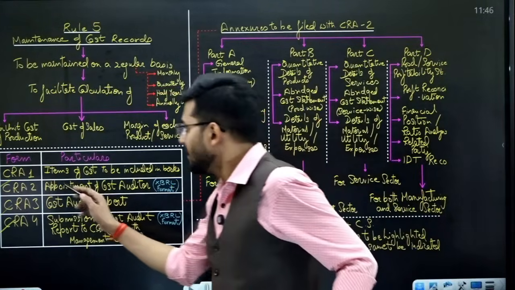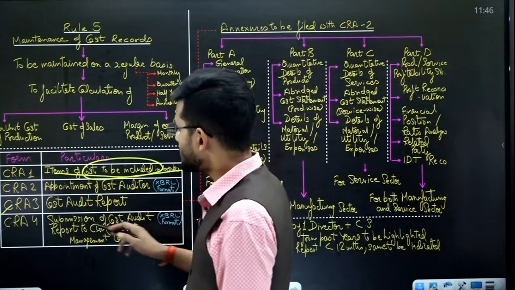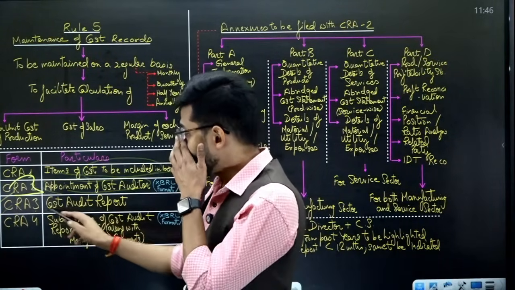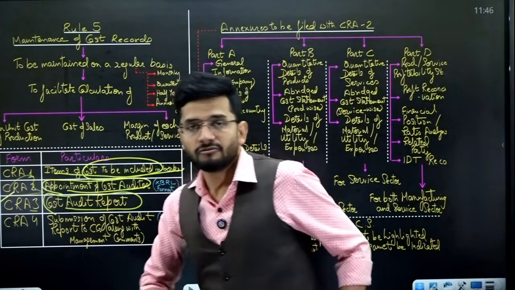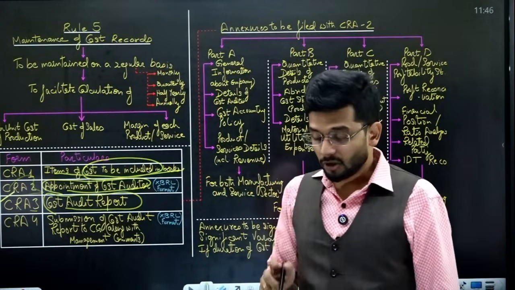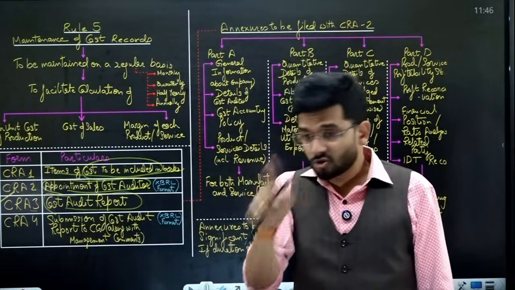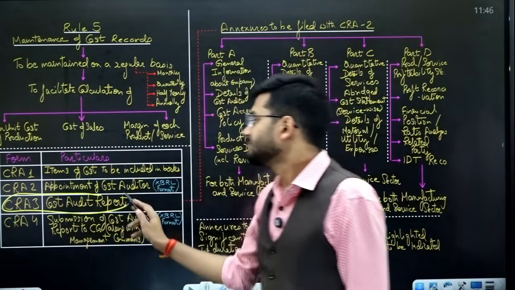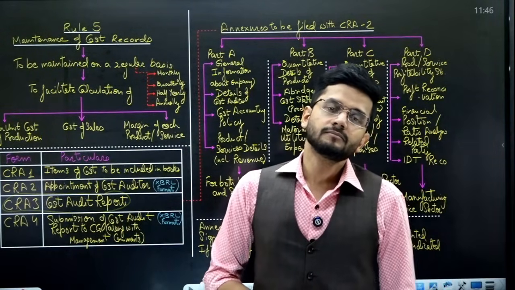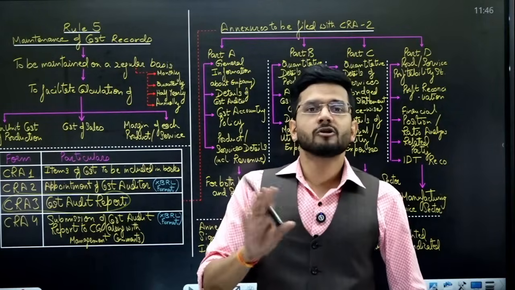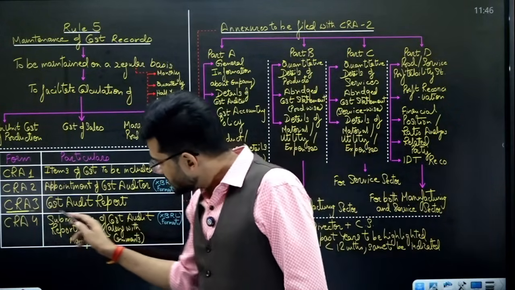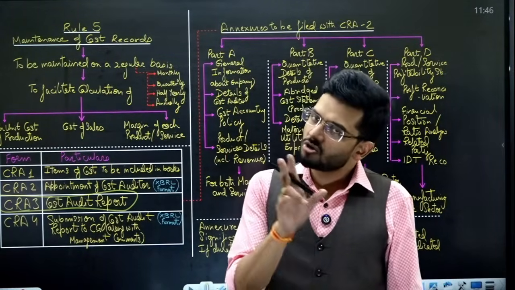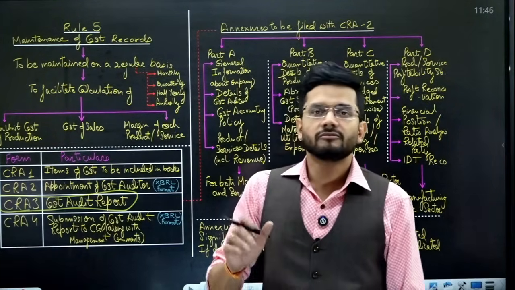4 forms are there. CRA 1, items of cost to be included in the books of accounts. CRA 2, when you appoint the cost auditor, you file CRA 2. CRA 3, cost audit report. How will you finalize the cost audit report? Please remember one very important thing. For cost records, there is no format. But for cost audit, there is a format, which is given in Form CRA 3. Cost records, there is no format.